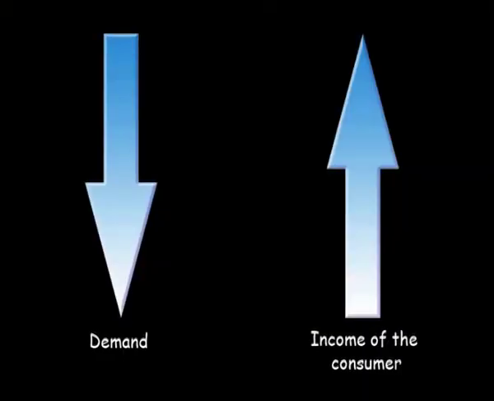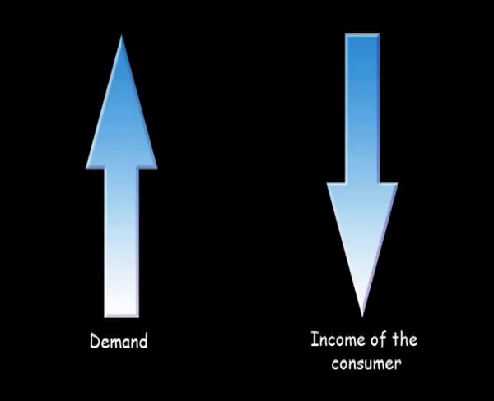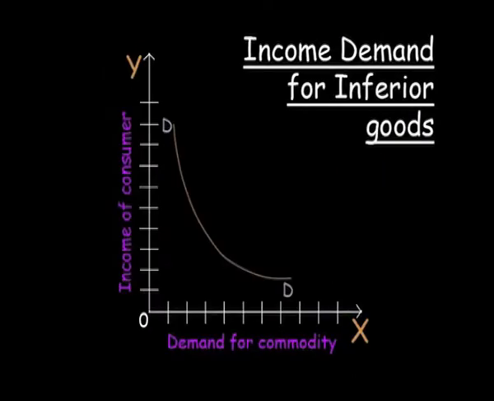The next category in income demand is income demand for inferior goods. In the case of inferior goods, the demand decreases with the increase in the income of the consumer and increases with the decrease in the income of the consumer. There is an inverse relationship between income and demand, so the income demand curve is negative or downward sloping, as you can see in this graph. Examples of inferior goods are coarse grain and coarse cloth.